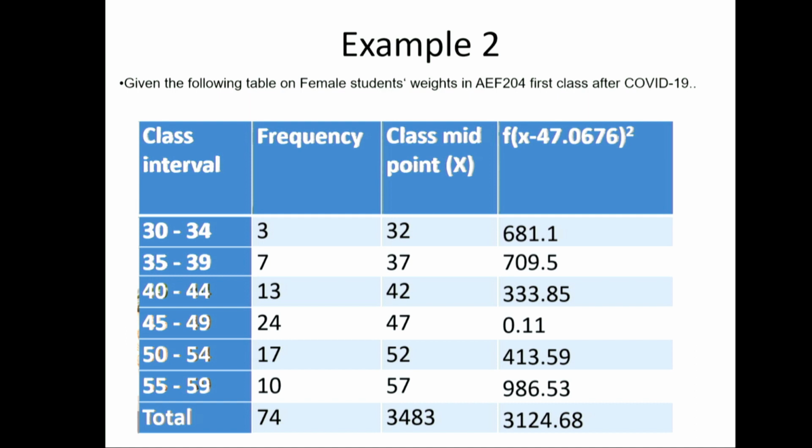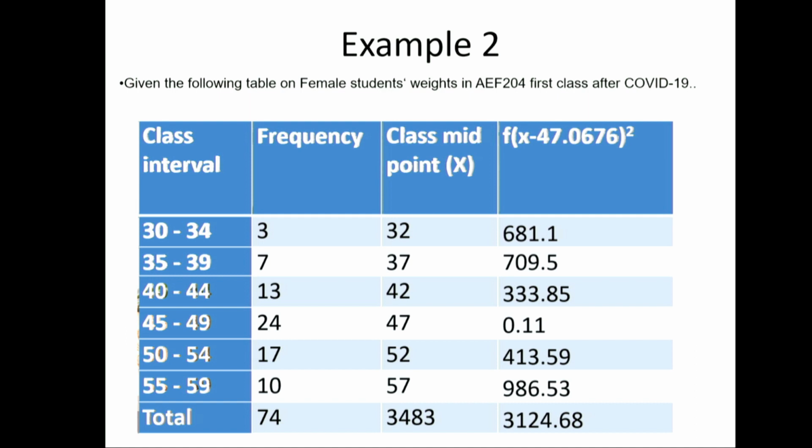So the midpoint, as I've said, is just 30 plus 34 divided by 2. That will give us 32. 35 plus 39 divided by 2 will give us 37. 40 plus 44 divided by 2 will give us 42, and so on. Then we also need f multiplied by the deviation from the mean.